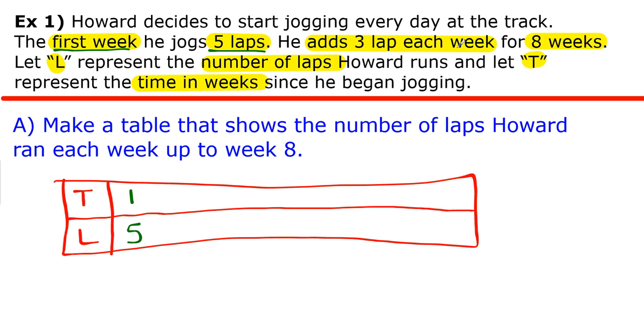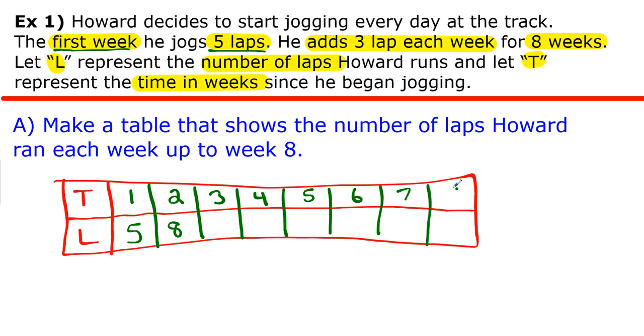Then he adds 3 laps each week. Well, let's put that down below, because in week 2, we add 3 to 5 and get 8. Then week 3, and let's just get all the weeks out here, because I've already made a boo-boo now. We're going all the way to week what? Oh, that's right, 8, because they told us week 8. And this change is always got to be 3, because that's what they're doing.